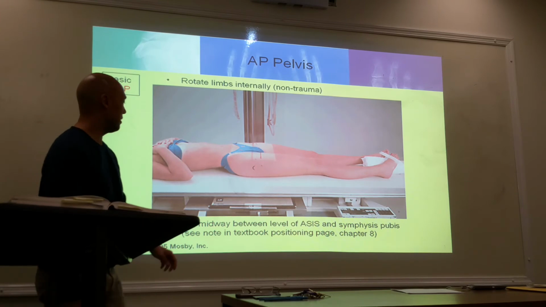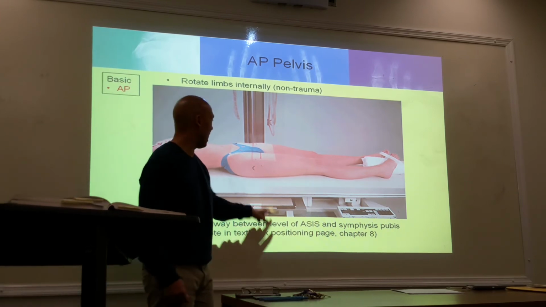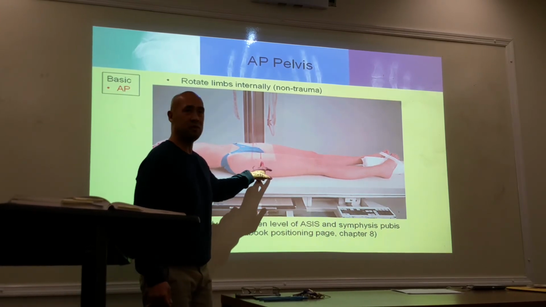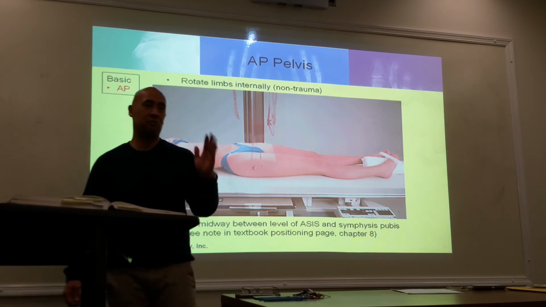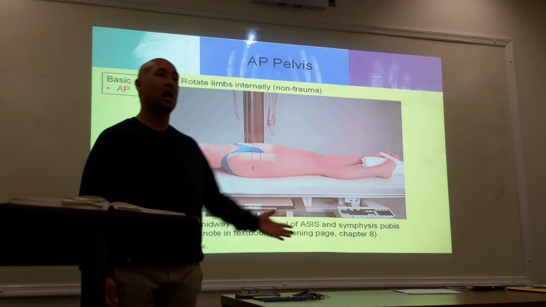Now, for test purposes, it says you need to be centered between the level of the ASIS and the symphysis pubis. You can also use that as your landmark. But again, it's a lot easier to just put the top of the image receptor at the top of the crest.